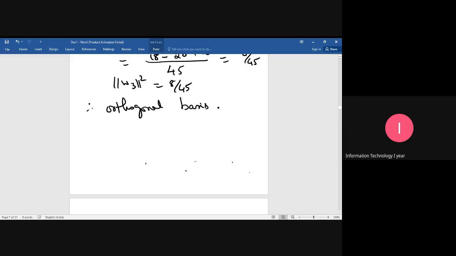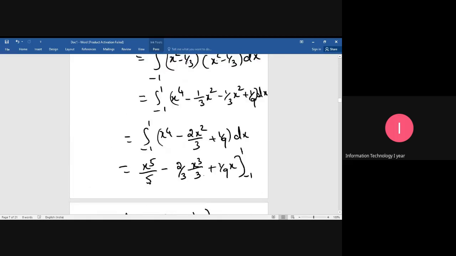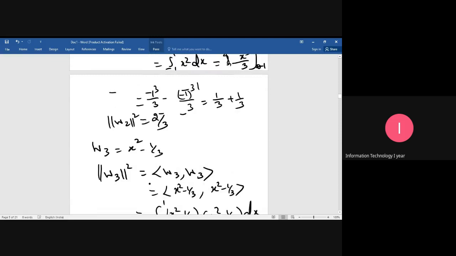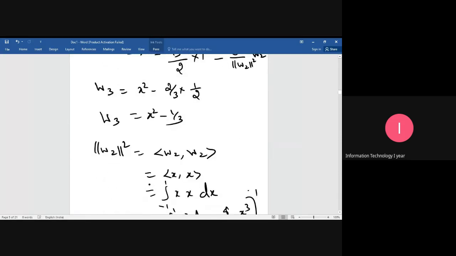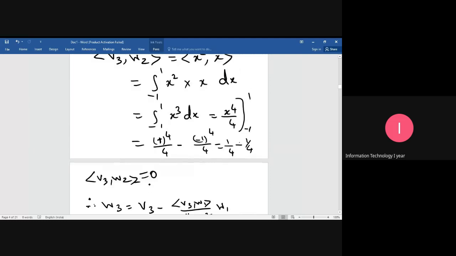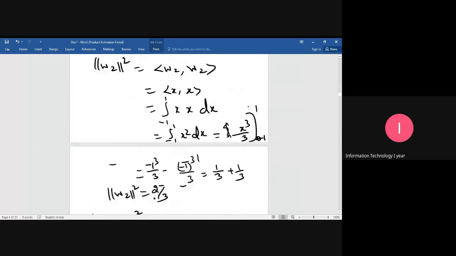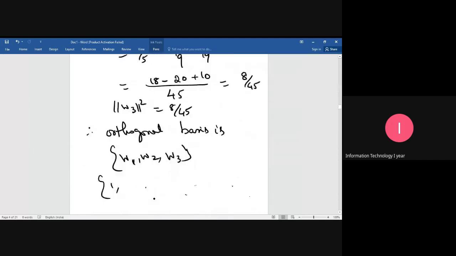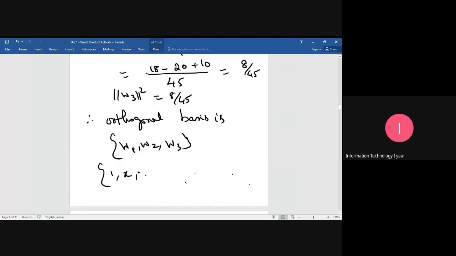Orthogonal basis is actually W1, W2 and W3. So W1 is 1, we calculated, and W2 is X. Then W3 answer is X square minus 1 by 3. This is W1, W2 and W3.